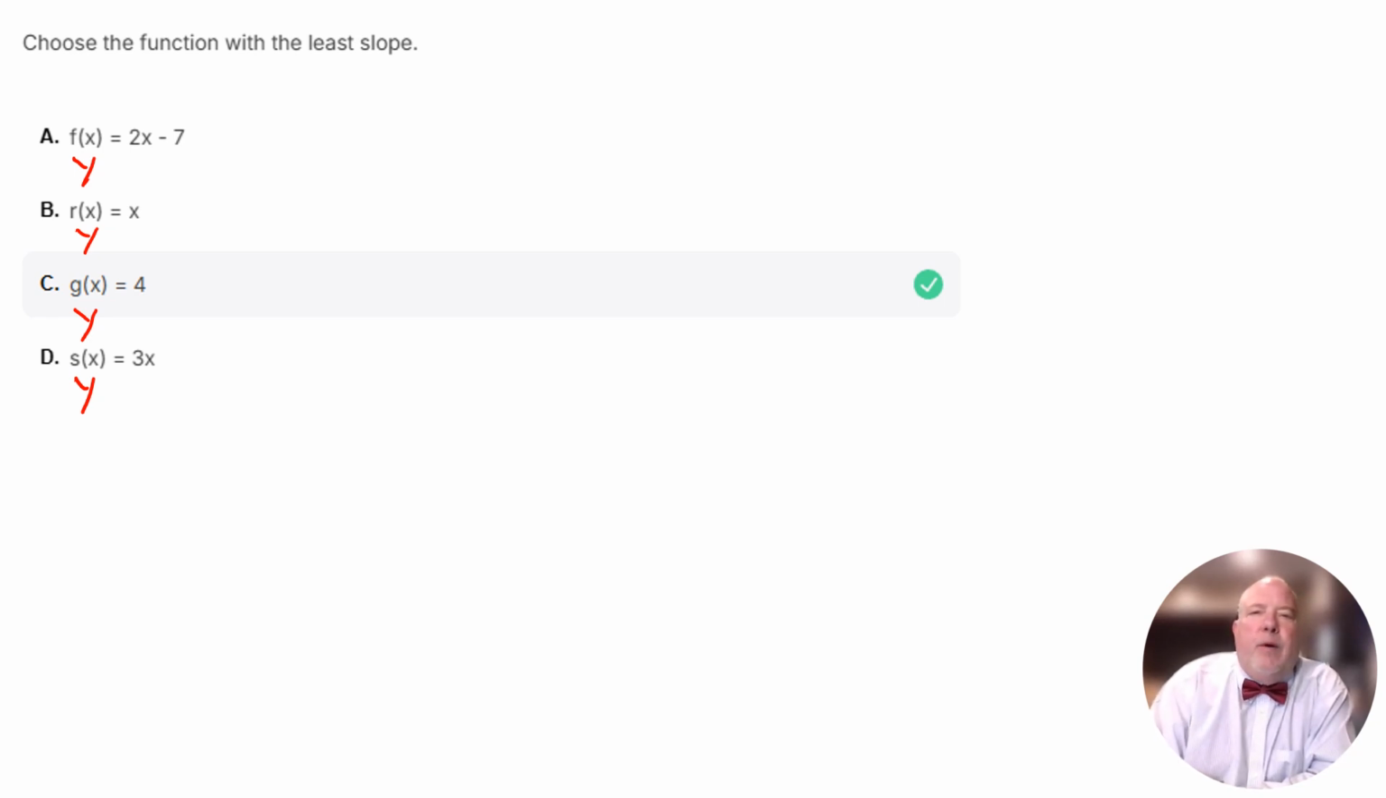Now, these equations, what we want to do is look at slope-intercept form. And slope-intercept form is y equals mx plus b, where m is the slope. So the coefficient of x is the slope, which is what we're concerned about in this question. And the b represents the y-intercept, where the line crosses the y-axis. Okay? Now we're only interested in the slope.